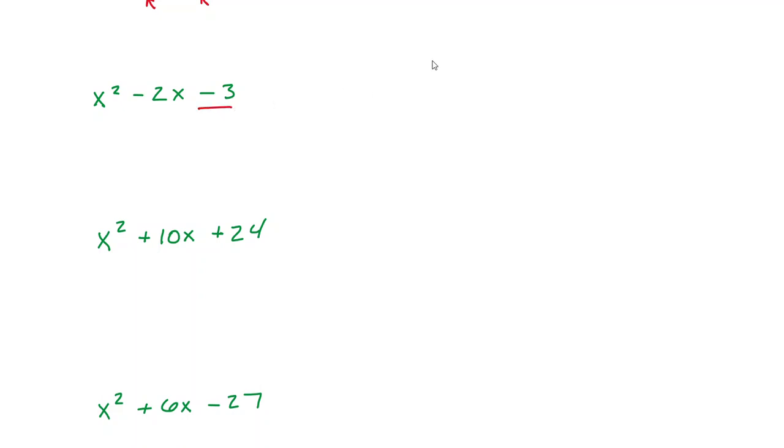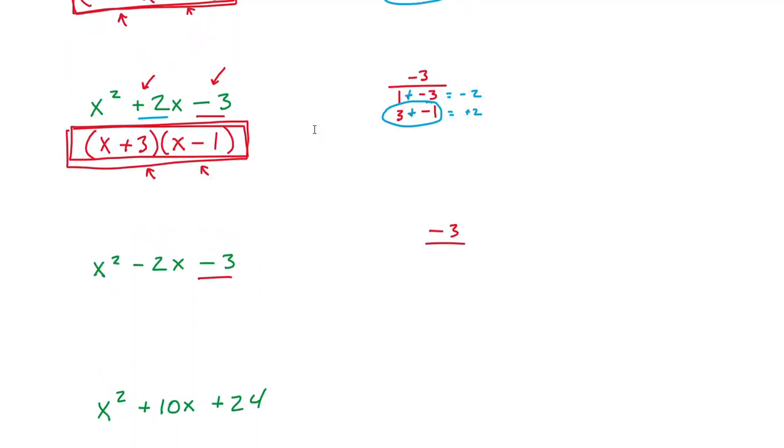The constant term is -3 again. We're just going to compare this one to the last one. So -3 was 1 times -3, and 3 times -1. We add 1 plus -3, we get -2. 3 plus -1, we get +2. And we're now looking for -2.